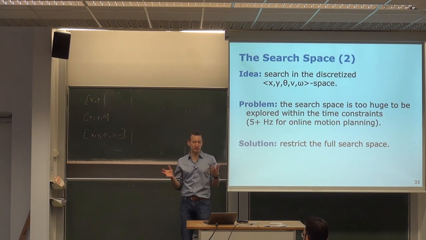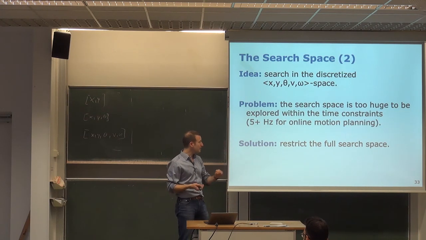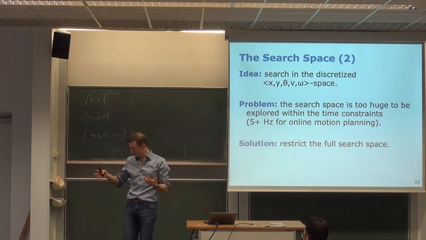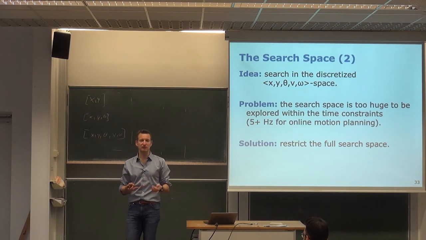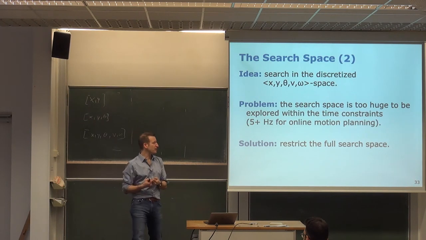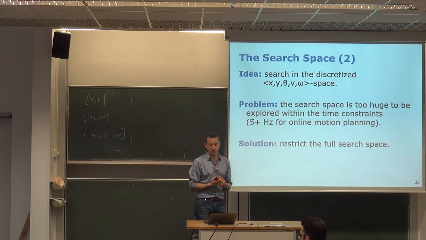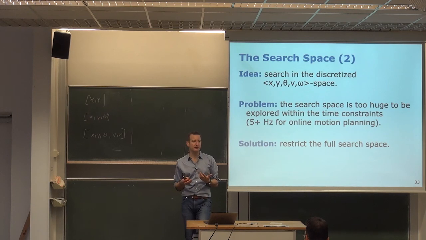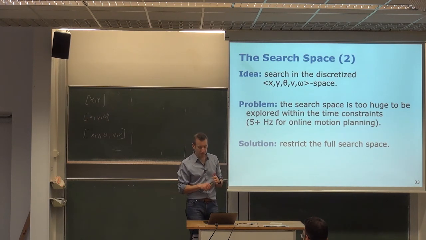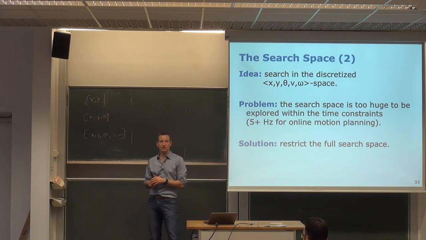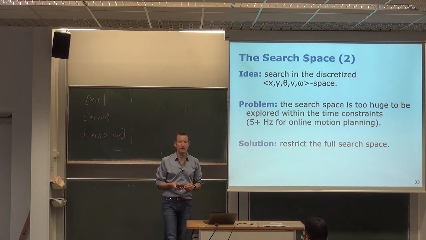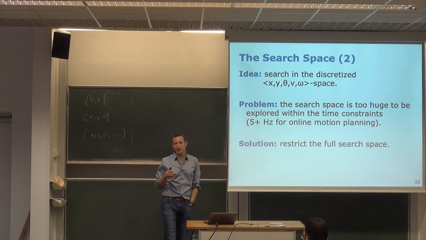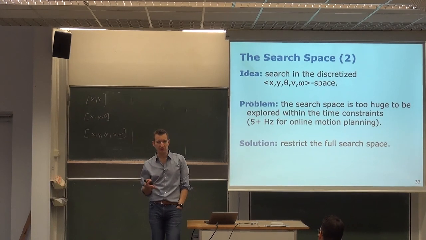Because there are just too many states you can explore within a short period of time. Let's say you want to do this for online motion planning, say 5 hertz, so every 200 milliseconds you should execute this, to make sure that if someone steps in front of the robot, it has enough time to replan and react to this unforeseen obstacle. And so we need to be able to do all those operations very fast. And the only way to do this is to restrict your search space. You can't search the full search space all the time. So you have to boil down your problem to a simpler problem where you can run the planning system more often and faster.